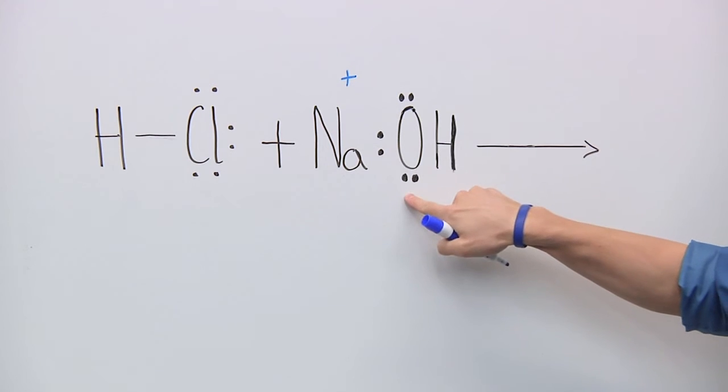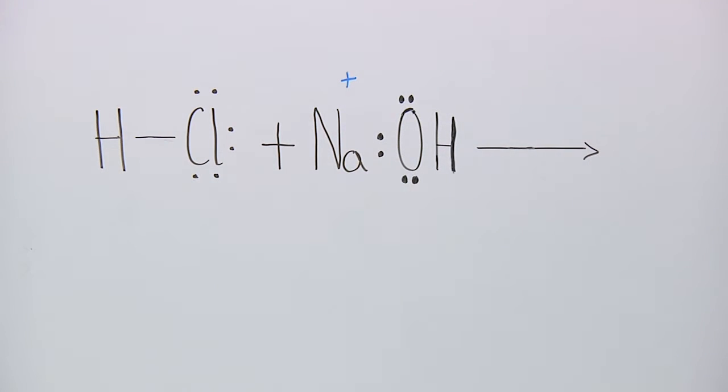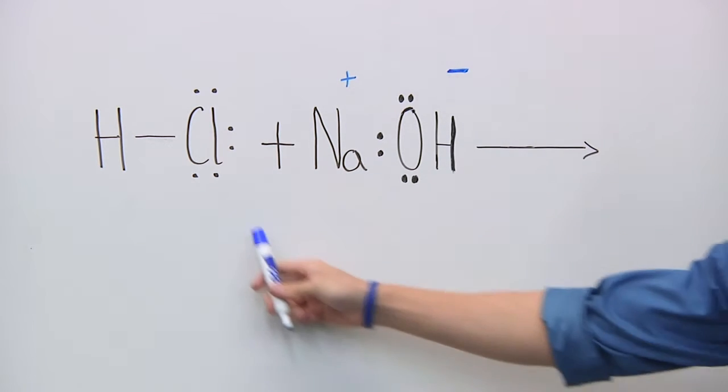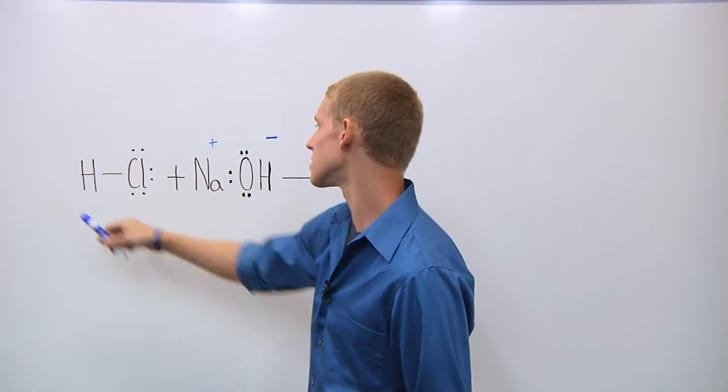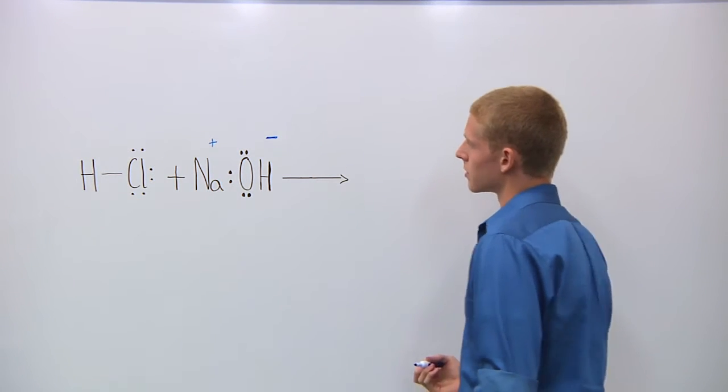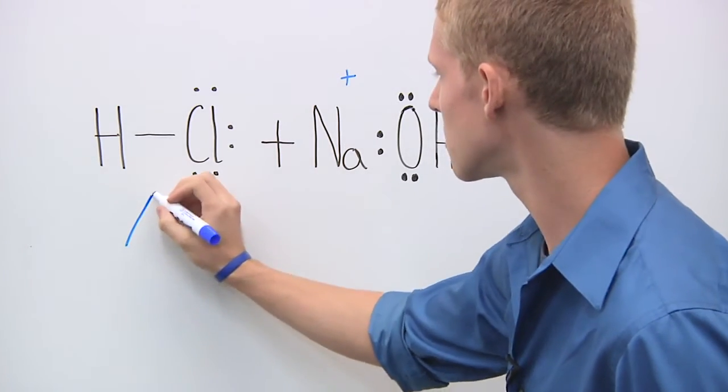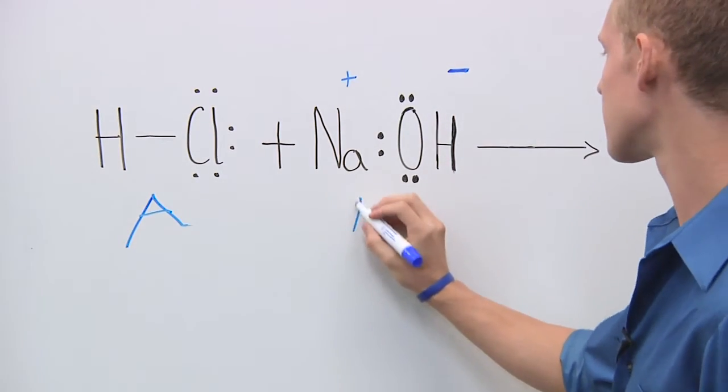And if we look at the formal charge here, we can see that it has a -1 charge, so we're going to put a minus here. Now, we can look at the acid over here, and we can see that it has a hydrogen that it's ready to give up. So we can call this our acid, and we can call this our base.